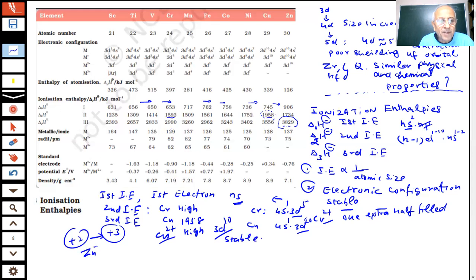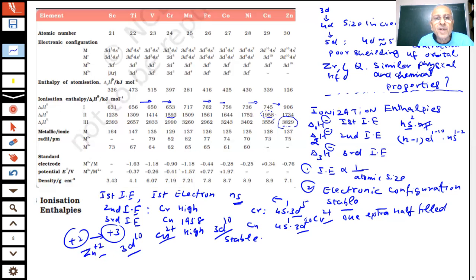From plus 2, zinc. Zinc in plus 2, you know what is the configuration of zinc? 3d10. So if you want to remove an electron from a fully filled 3d10, it will be very, very difficult, students. So that value is quite high.